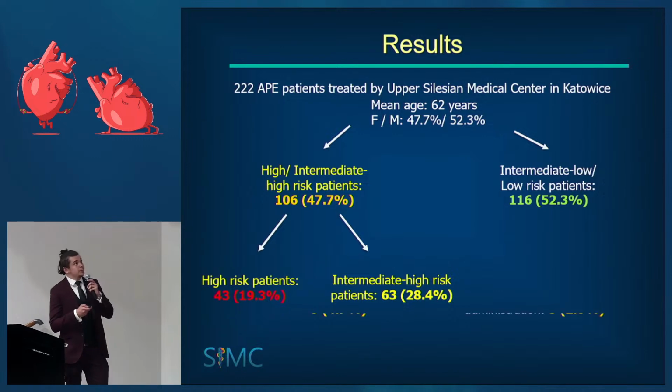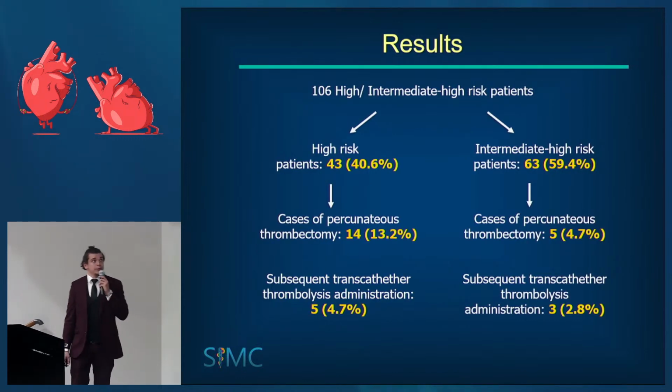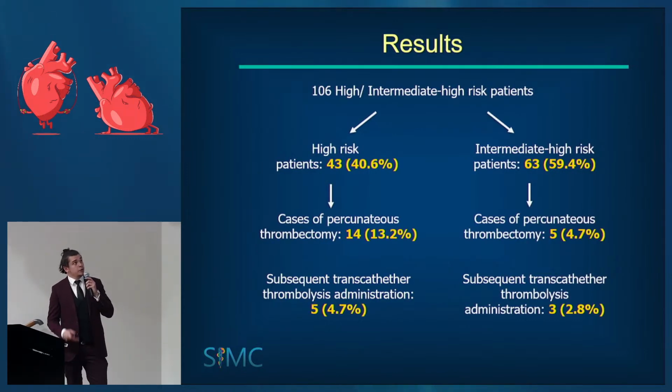Moving on to the core of our study, the amount of invasive procedures performed by our PERT initiative is 19: 14 for high risk, and 5 for intermediate high risk. Additionally, incidences of subsequent transcatheter thrombolysis were 5 times in the high risk group and 3 times in the intermediate high risk group. One of those 5 cases was the previously mentioned pregnant woman.